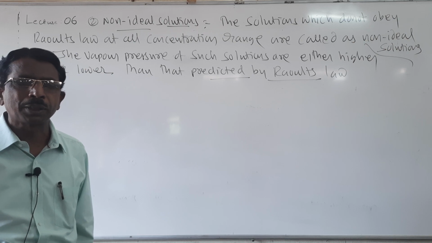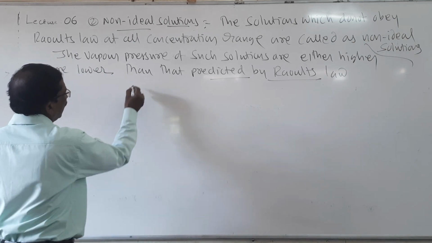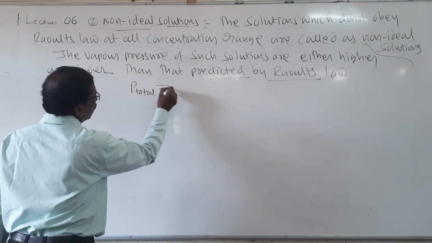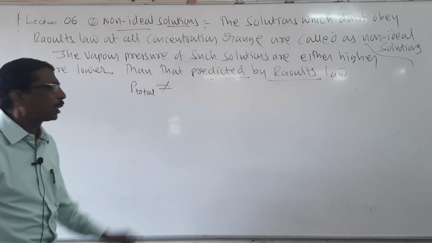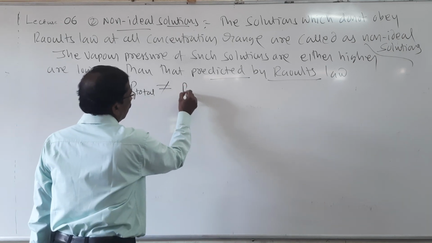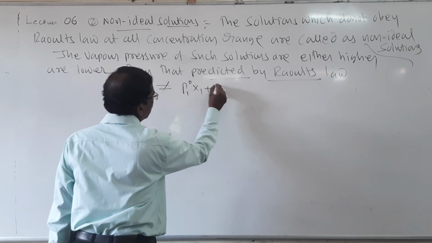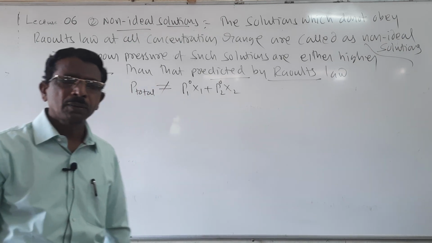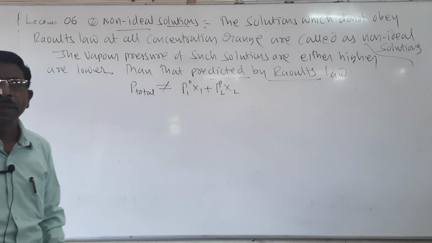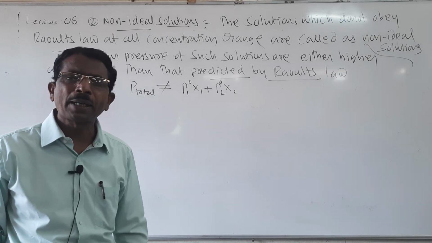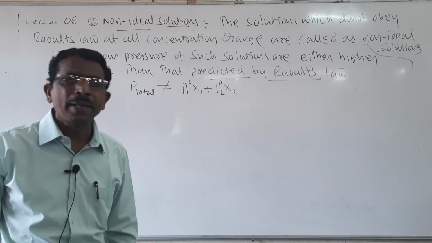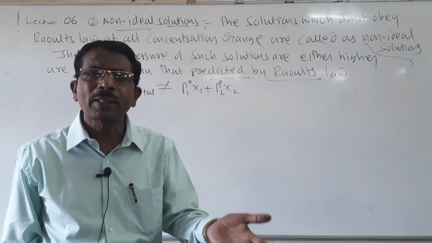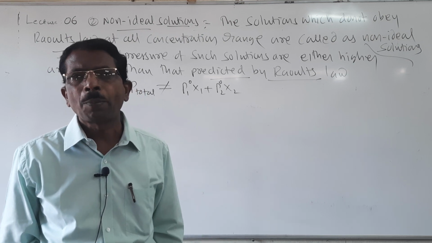What are non-ideal solutions? So here you may also write that P total does not equal P1 naught x1 plus P2 naught x2. You may also write this. So it does not obey Raoult's law at all concentrations or over a wide range of concentration. And here the vapor pressure of such solutions may be either higher or lower than that predicted by Raoult's law.